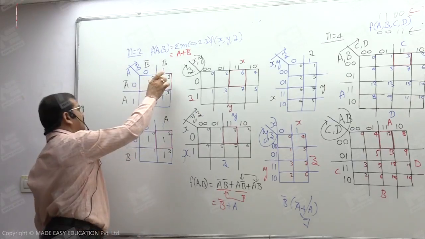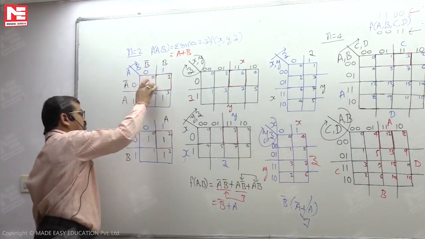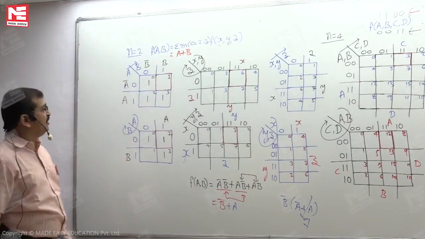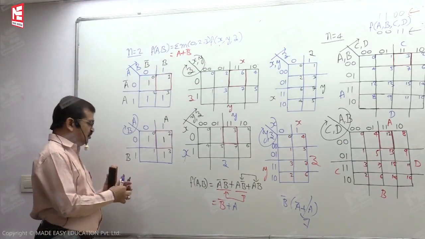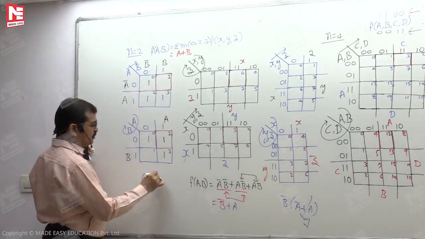So we are not at all referring to this cell 1. Anyway, coming to this, for cell 0, the adjacent cell is cell 2. So 0, 2 is one possible subcube of 2 cells.